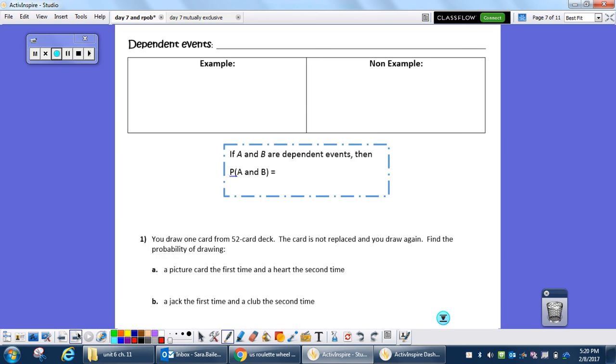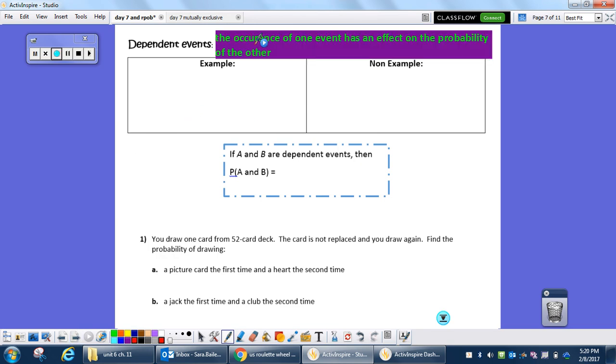Dependent is pretty much the opposite, where the occurrence of one event has an effect on the probability of the other. So in this case, that would be not replacing a card, or taking something out and basically not replacing it. So taking something or someone out so that they take away from your total.